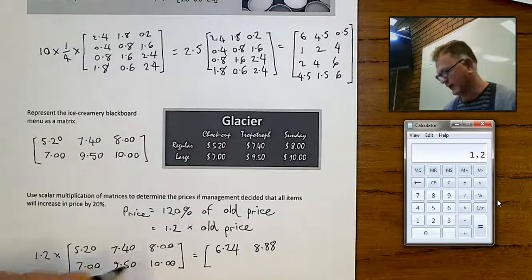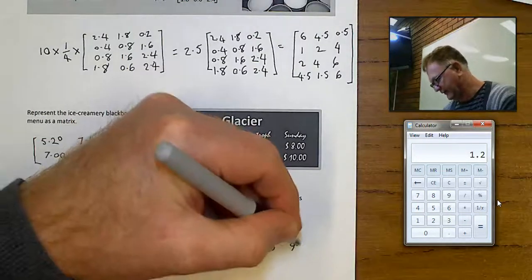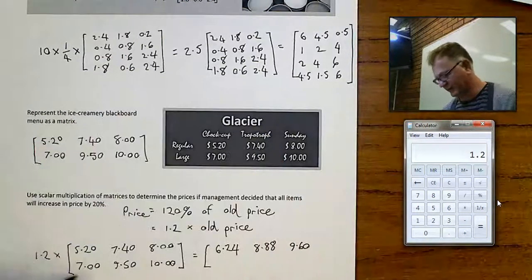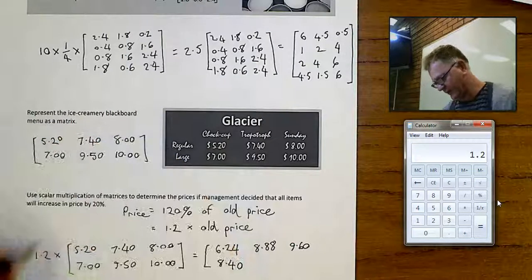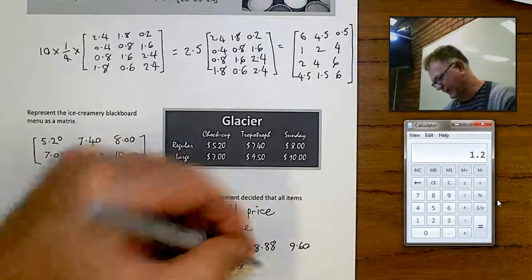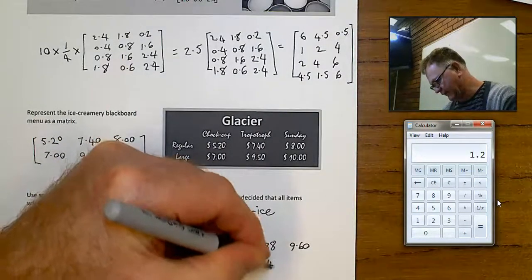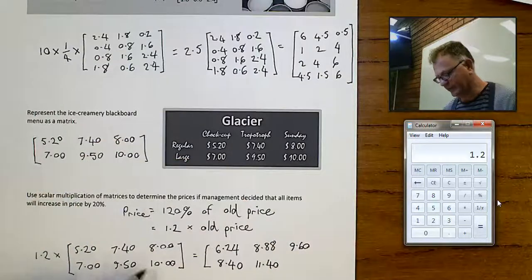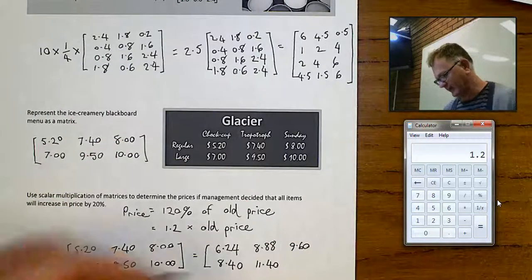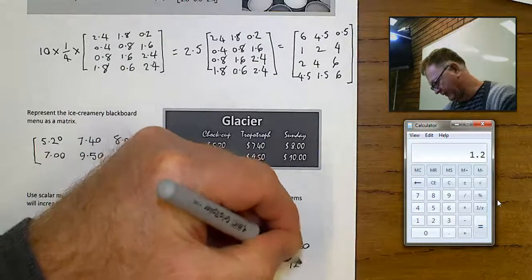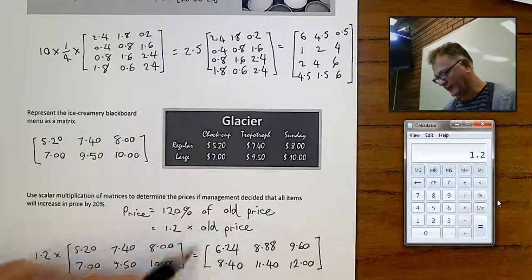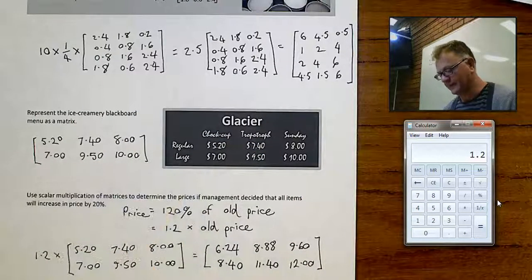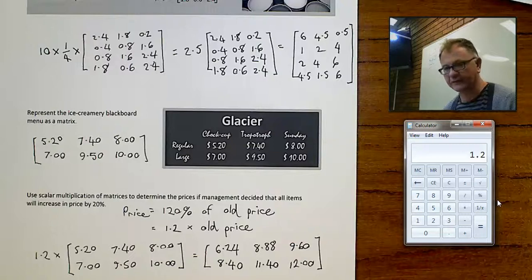1.2 times $8 is $9.60. 1.2 times $7 is $8.40. 1.2 times $9.50 is $11.40, and 1.2 times $10 is $12. And those are the new prices to put up on the chalkboard.